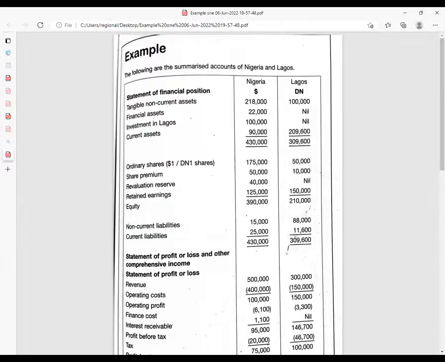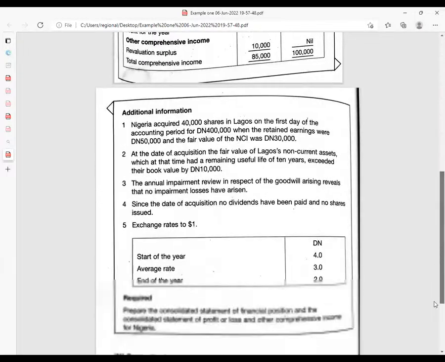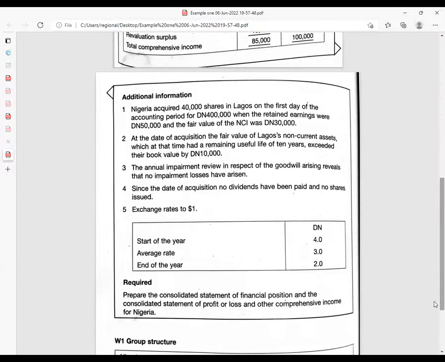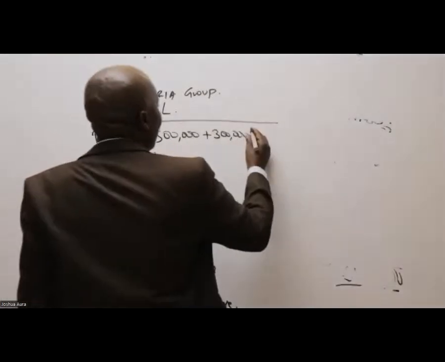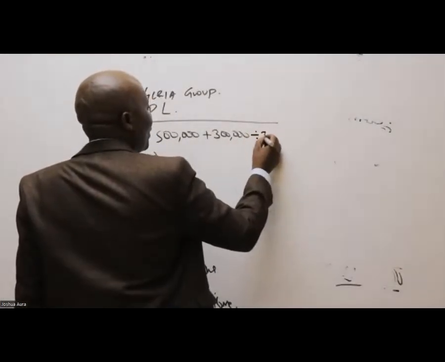When we started, I gave you the procedure. Which rate should I use, ladies and gentlemen? Average rate. Do you remember that? For the income statement, it's always average rate, divided by 3. So divide this by 3.